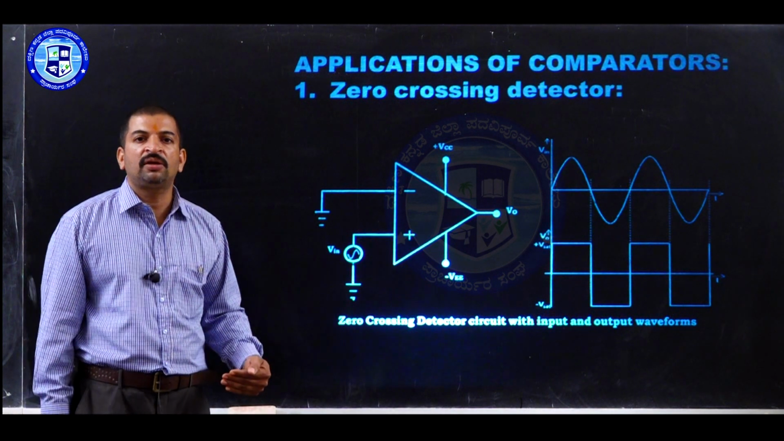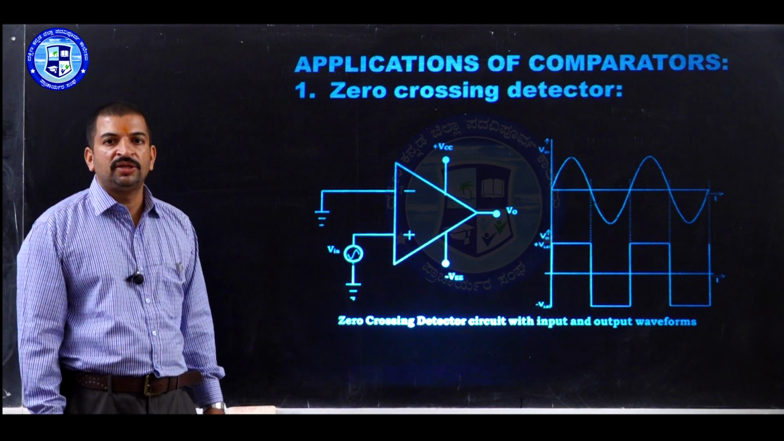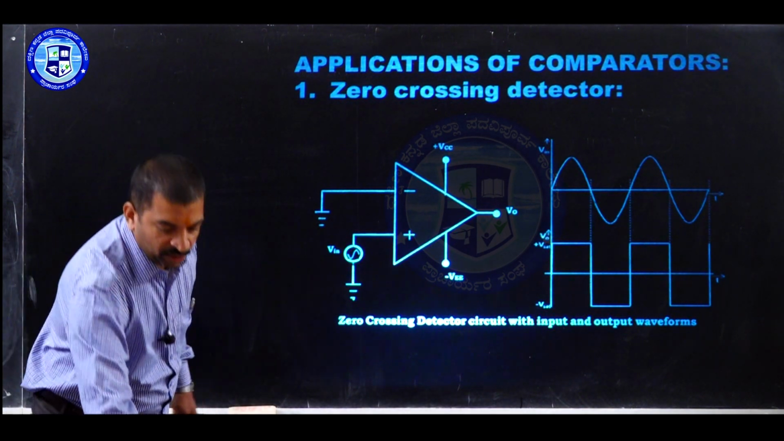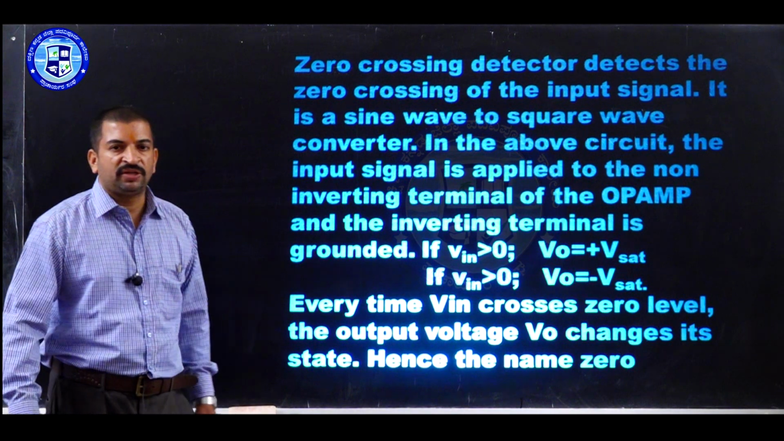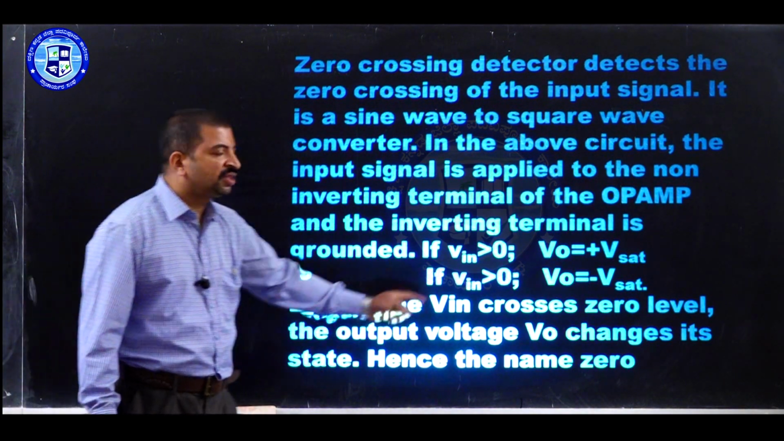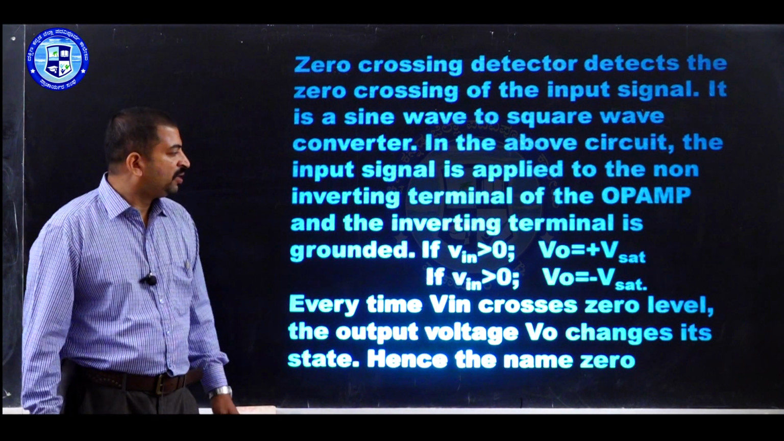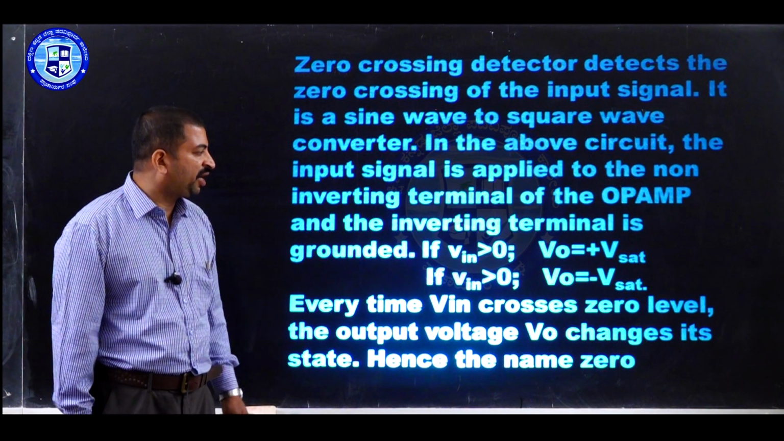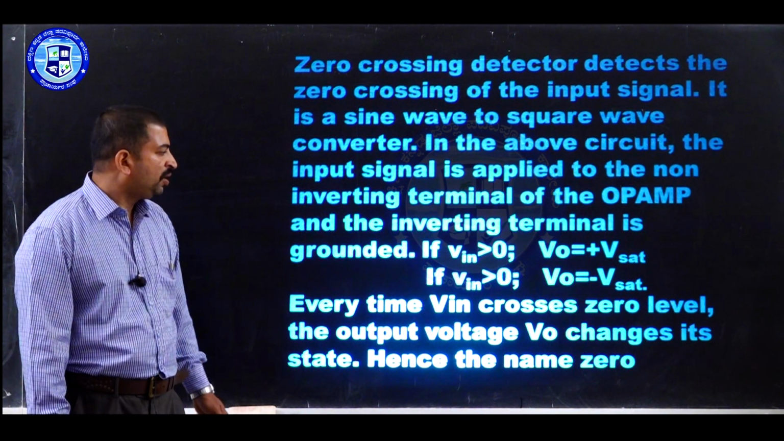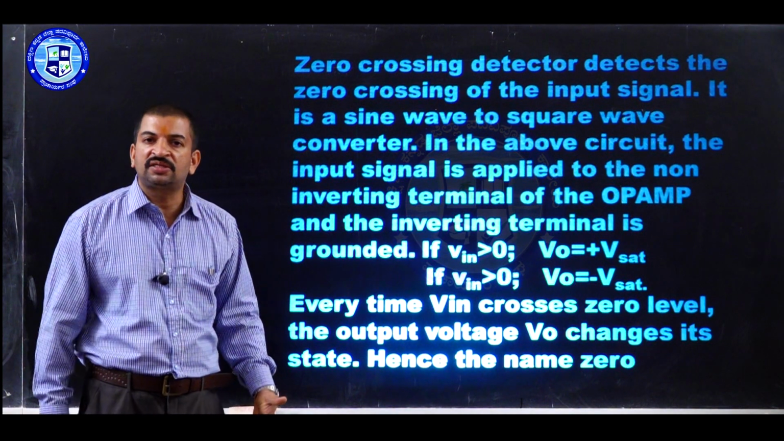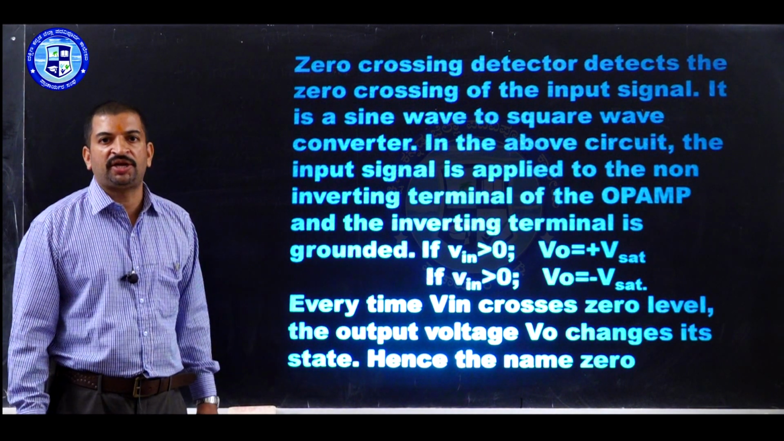It can be avoided using the circuit known as the op-amp Schmitt trigger. With the help of the op-amp Schmitt trigger, this problem can be avoided. Now, let us observe the condition here. If the input voltage is greater than 0, that is during the positive half cycle of the input signal, the output voltage is at plus V saturation. When the input voltage is less than 0, that is during the negative half cycle, the output voltage VO is equal to minus V saturation. Now, every time the input voltage crosses the zero level, the output voltage changes its state. Thus, it is called a zero crossing detector.